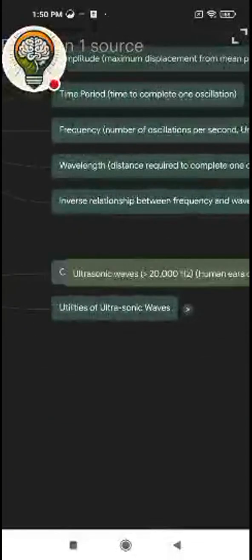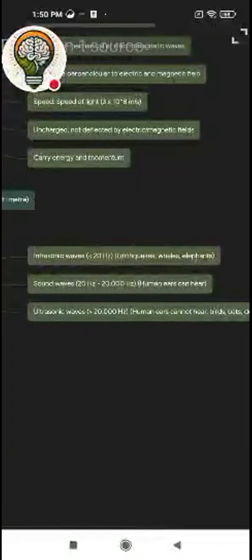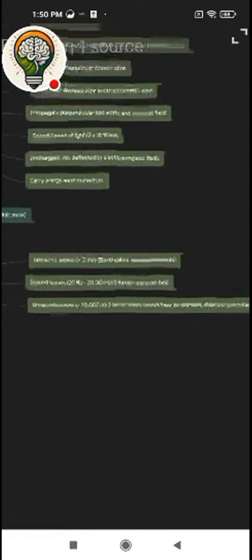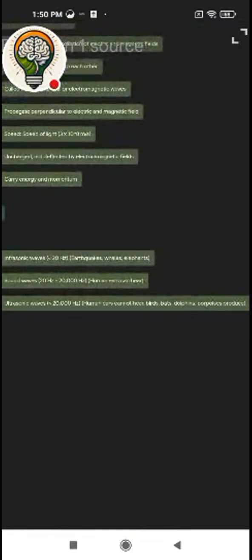Then sound waves, classified by frequency. Infrasonic sound waves have frequency less than 20 hertz, produced by earthquakes, whales, and elephants. Sound waves between 20 and 20,000 hertz can be heard by the human ear, and ultrasonic waves greater than 20,000 hertz cannot be heard by the human ear. Birds, bats, dolphins, and porpoises produce them.